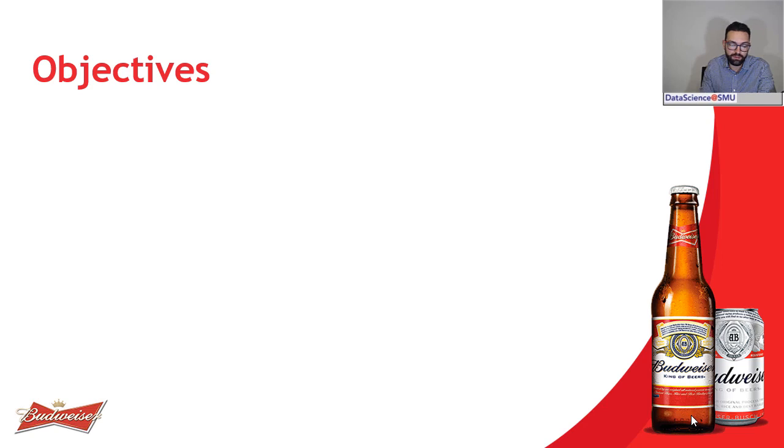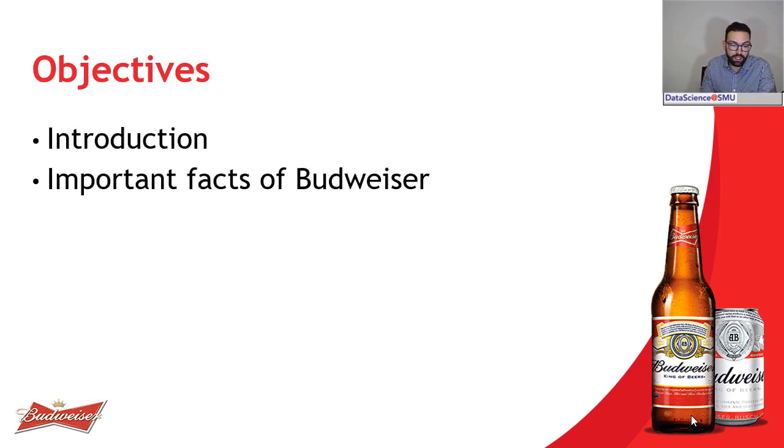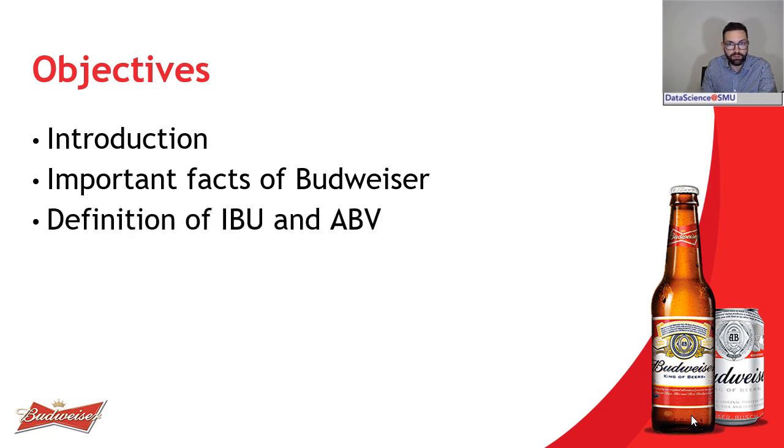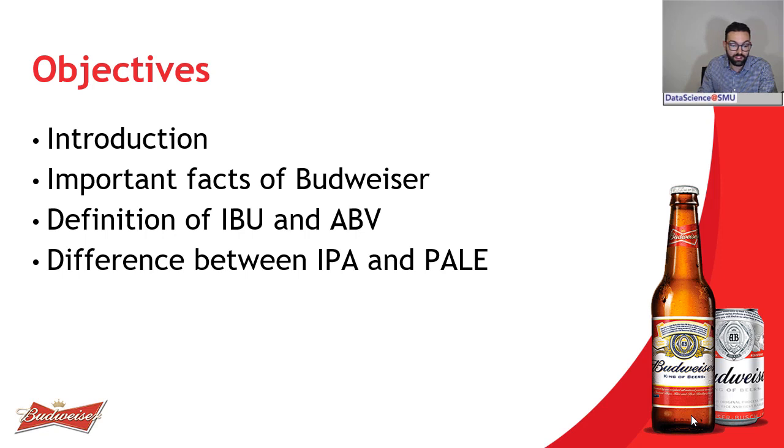Okay, let's explore the objectives. First of all, we're going to give a brief introduction. Then we are going to mention important facts about Budweiser. After that, we will define IBU, which is the level of bitterness in a drink, and ABV, which is the percentage of alcohol. Afterwards, we will define the difference between an IPA and a pale beer.